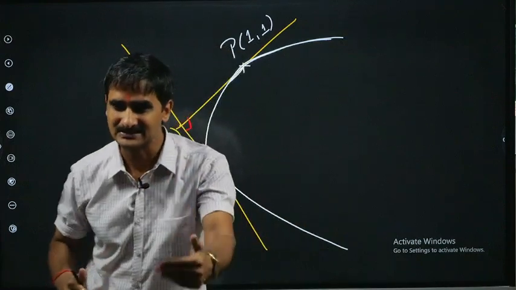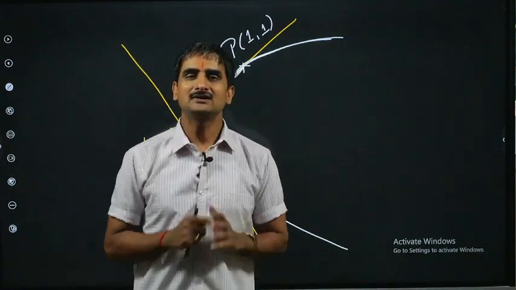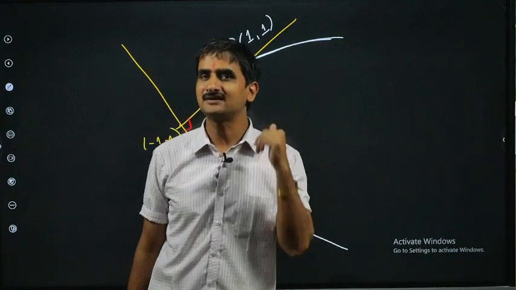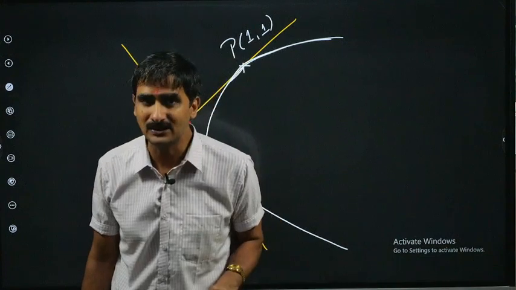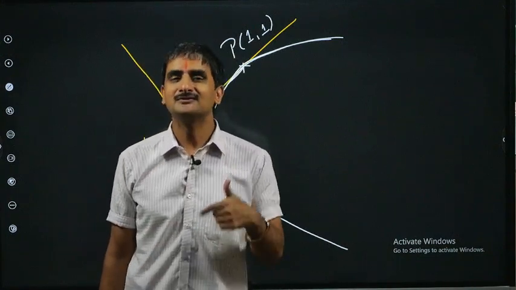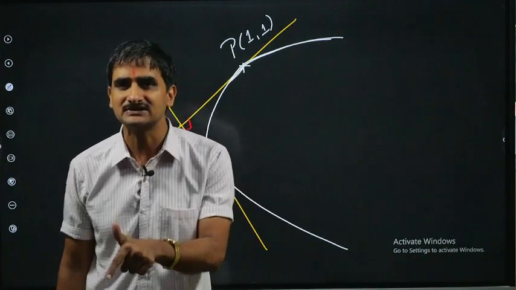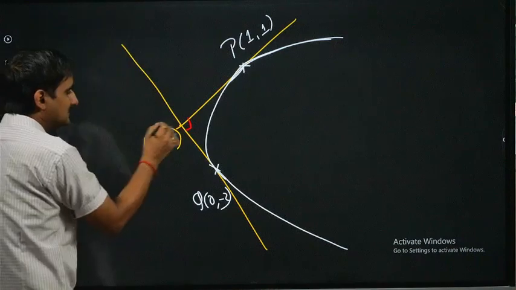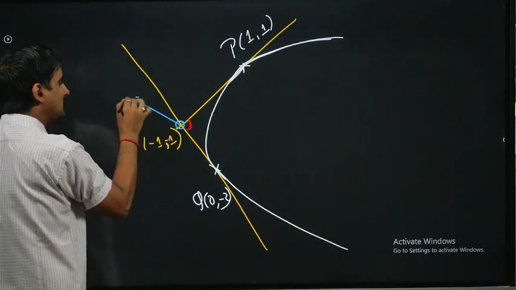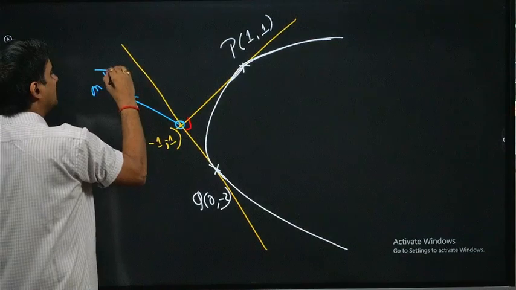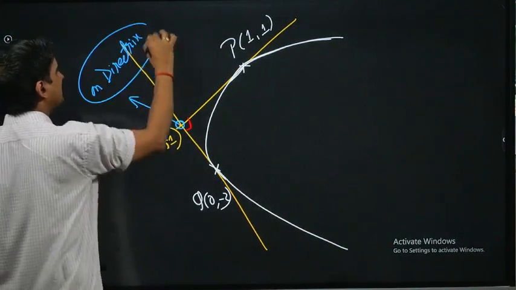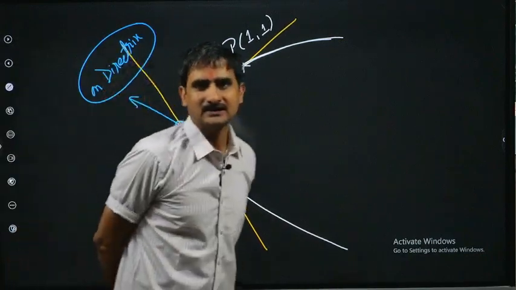Now here comes the second result. Perpendicular tangents can be drawn to any conic from any point on its director circle, and the parabola is the only conic whose director circle is actually not a circle, it's the directrix. So that means this point lies on the directrix. That's another statement here.